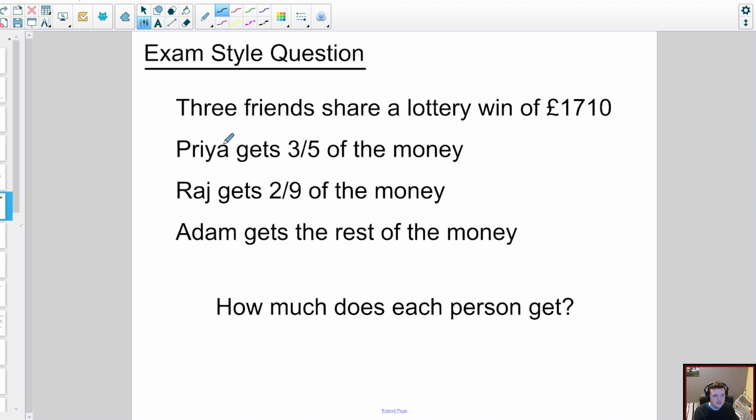Okay, moving on to an exam style question. It says 3 friends share a lottery win of £1,710. Priya gets 3/5 of the money, Raj gets 2/9 of the money, and Adam gets the rest of the money. How much does each person get? So there's a bit of multifaceted stuff in here. We have to do 2 different fractions and then work out the remainder basically, and then that's how much Adam gets. So have a go at this. Same principles as always. Take your time. It's probably 2 or 3 minutes on this question. And I'll be back in just a second.